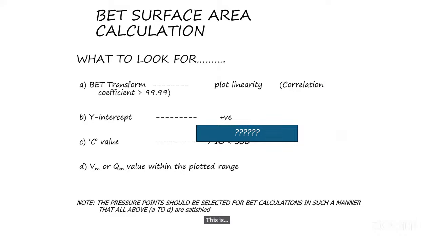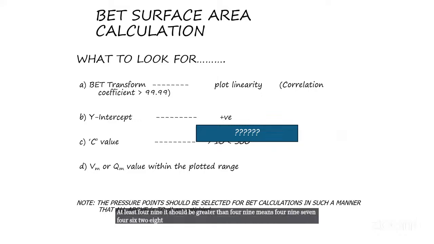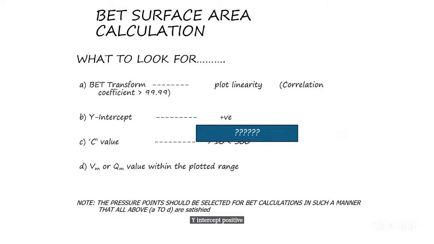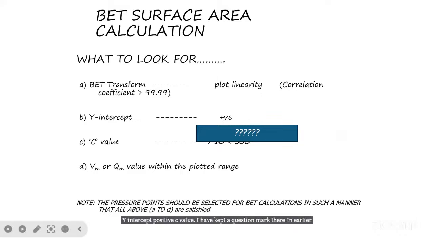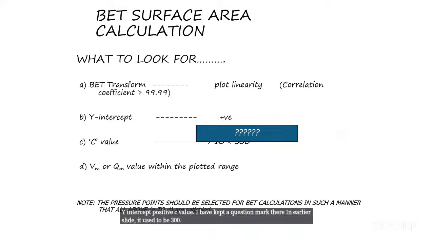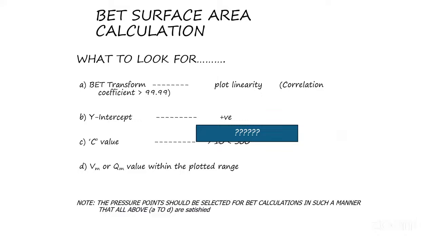It should be greater than 4.9, meaning 4.97, 4.6 to 8.9 is okay. Y-intercept positive. C value, I've kept a question mark there. In the earlier slide, it used to be 300. Between 10 and 300, I think higher values are acceptable now.